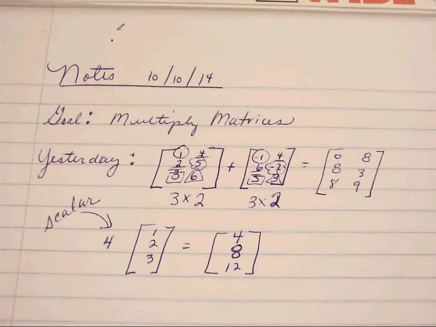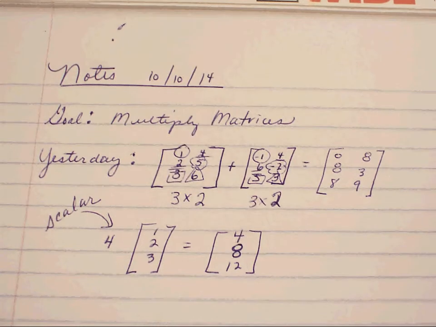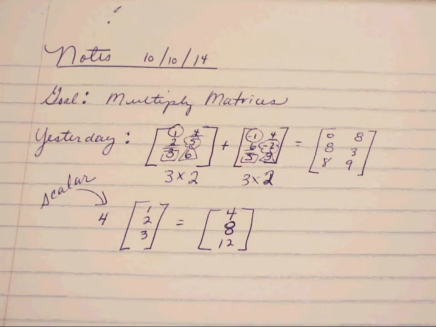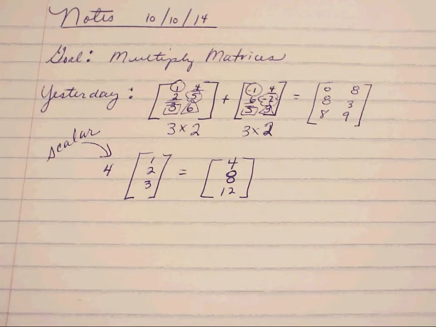All right, so that's a review of yesterday, adding, subtracting matrices, and then multiplying by a scalar, which acts exactly like the distributive property. The next thing we're going to work on then is the goal for today, which is multiplying matrices.